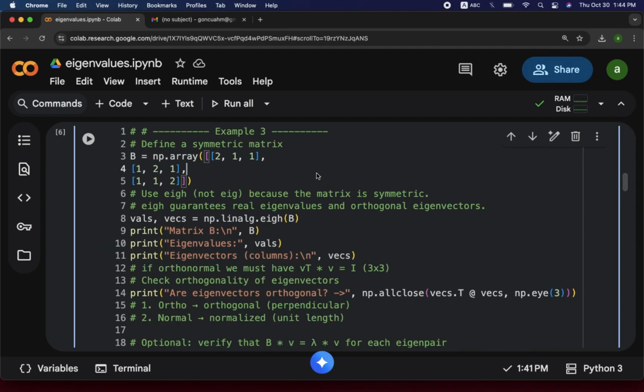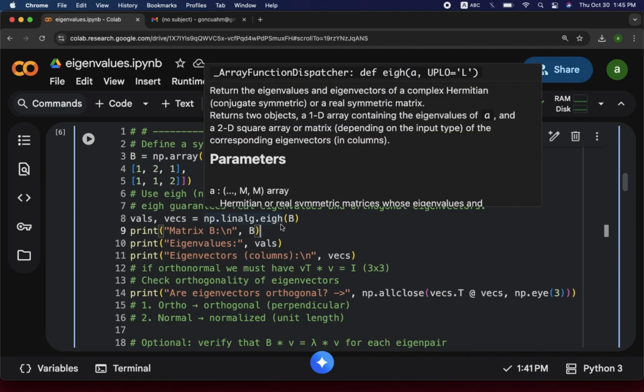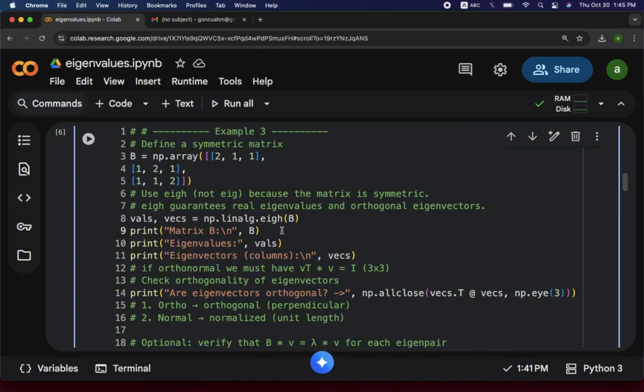Now look at a symmetric matrix, a 3 by 3 matrix. One special property of symmetric matrices is that their eigenvalues are always real and their eigenvectors are orthogonal to each other. We can easily check this in Python. Here you see that we use a slightly different function, eigh. This is another function in linear algebra that guarantees real eigenvalues and orthogonal eigenvectors. So if you are dealing with a symmetric matrix, it is better to use this function.